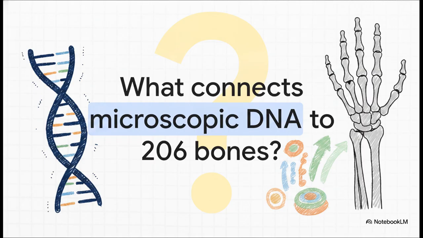What actually connects a microscopic double helix, something so incredibly tiny you can't even see it with a regular microscope, to the 206 hard, rigid bones that give your body its shape? I mean, how exactly do we get from invisible biological data to a fully functioning human being? Well, the answer is all about the unbelievable, layered organization of human biology.